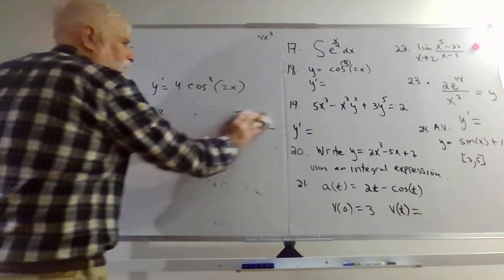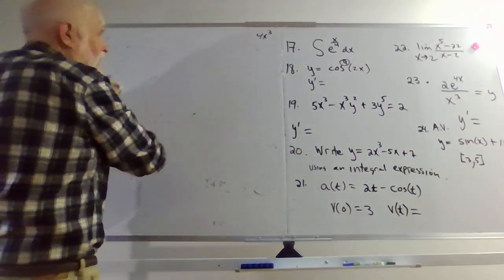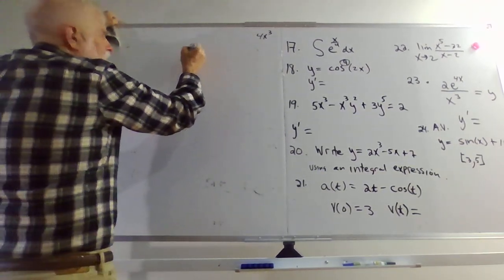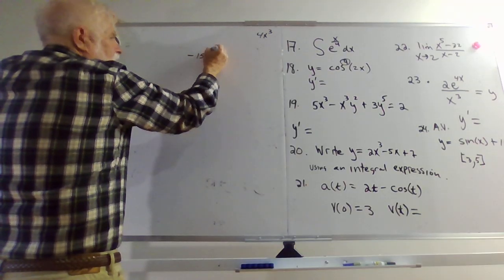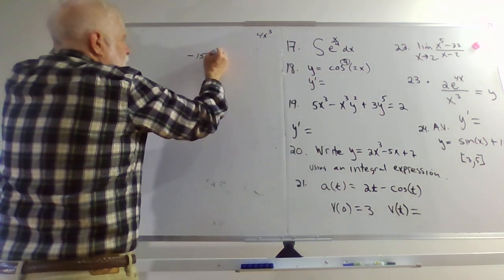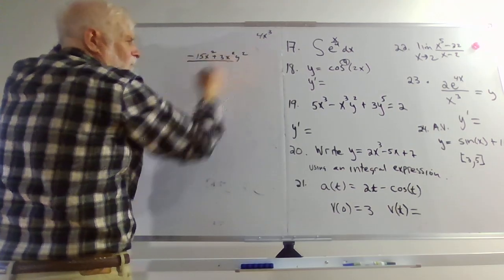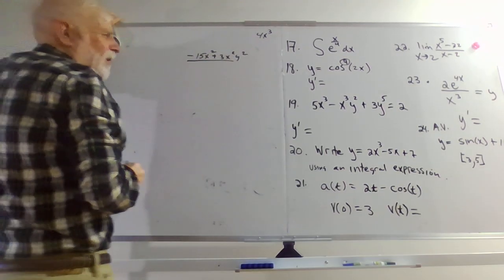All right, can you do number 19? See if I can. I like practicing that. My answer is going to be minus 15x squared minus 3x squared y squared becomes positive 3x squared y squared all over minus 2x cubed y.